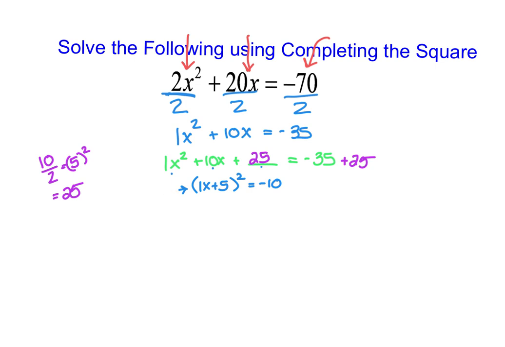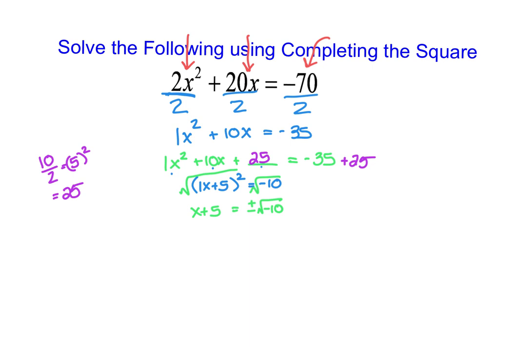So we have now created something that is a little bit easier to solve, because now all we have to do is solve this for x. In order to undo the squared that's over the entire left-hand side, we have to square root each side. Because I square rooted a squared, I know that the right-hand side is going to be plus or minus the square root of negative 10, and that's equal to just x plus 5 here on the left.